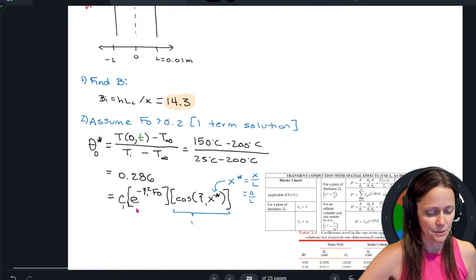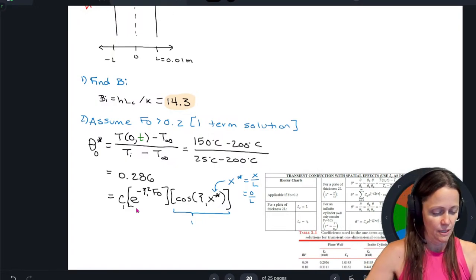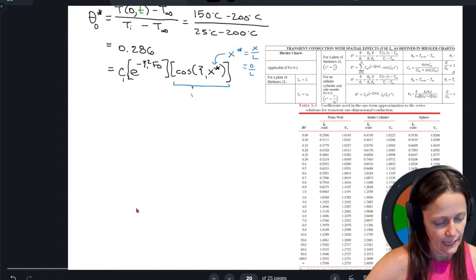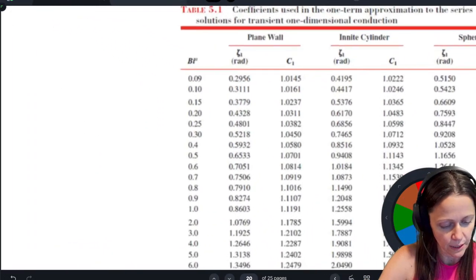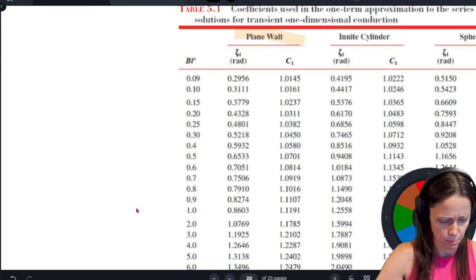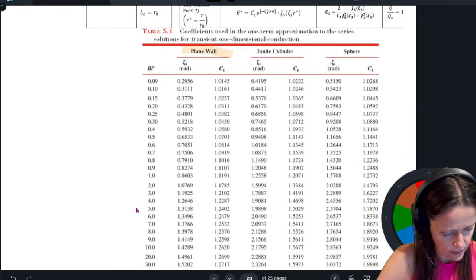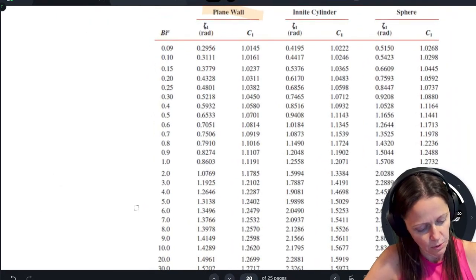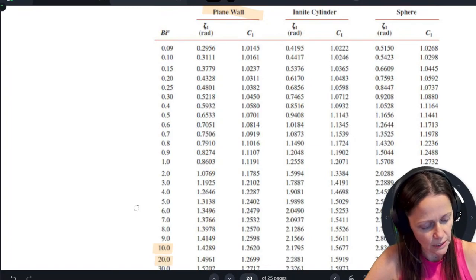I did need to calculate that Biot number to pull the constant and then the zeta value off of my chart. So yeah, I do need to go over to table 5.1. Look at the values for a plane wall. I'm looking at 14 something. So there we are. So I'm looking between 10 and 20, and I need to interpolate.